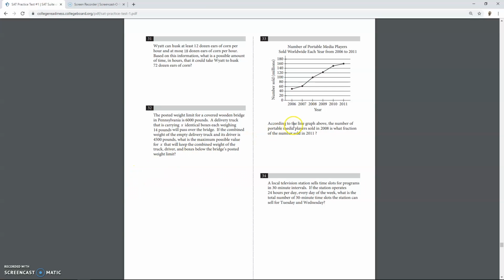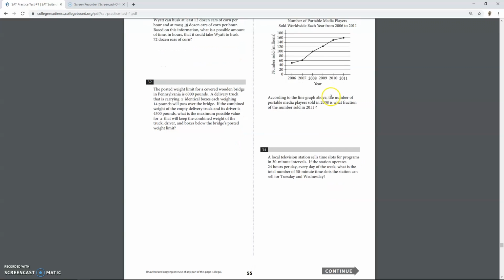For question 3, the number of portable media players sold in 2008 is what fraction of the number in 2011? We see here that 2011 is 160 and 2008 is 100. 100 over 160 is equivalent to 5 over 8. So the answer will be 5 over 8.